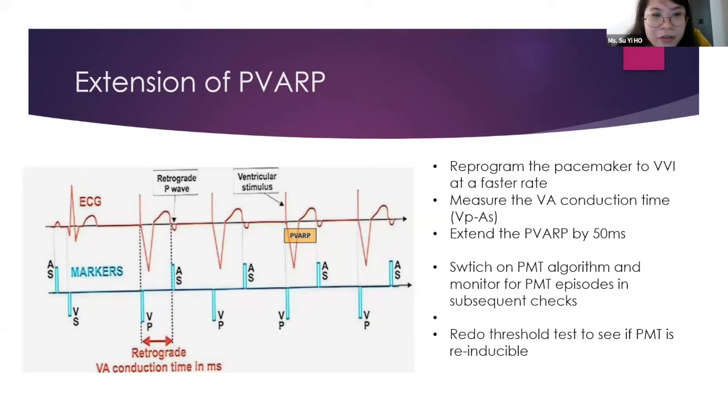So for example, if this value is about 270 milliseconds, we can manually extend the PVARP by another 50 milliseconds so that it will extend out and will not be able to read the retrograde P should another episode occur. To test whether my PVARP is sufficiently stretched, I'll redo a threshold test to see whether it's inducible. At the same time, we can also make use of the device algorithm to monitor for any subsequent PMT and terminate it when it auto-detects PMT.